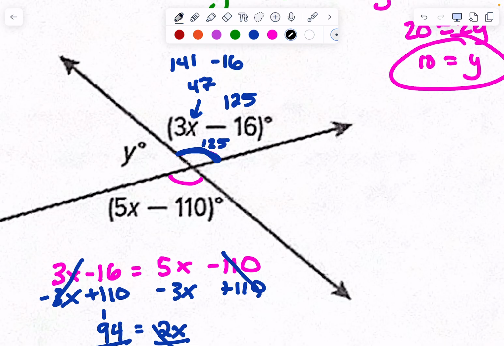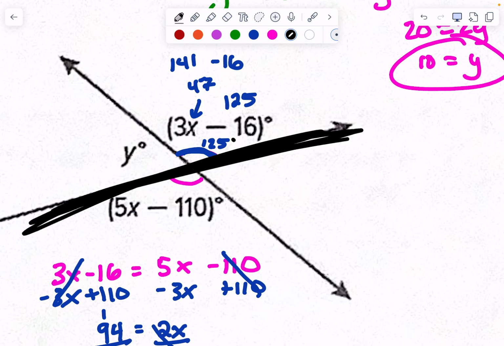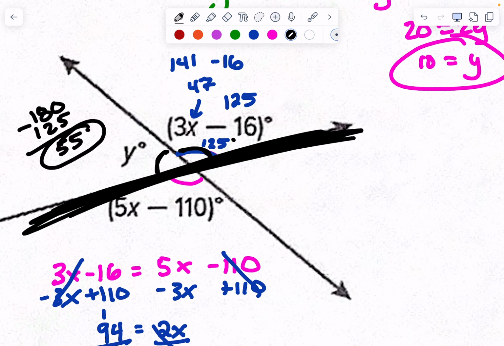And how do I know they add up to 180? Because they're on a straight line. What's that called? A linear pair. They live on a line, right? So 125 is this guy, so this one has to be 180 minus 125, which is 55. Y is 55.